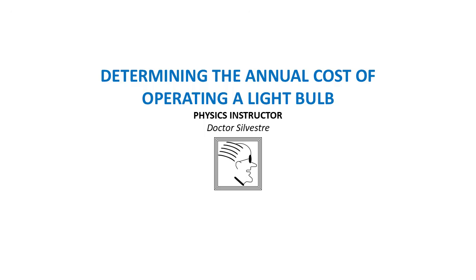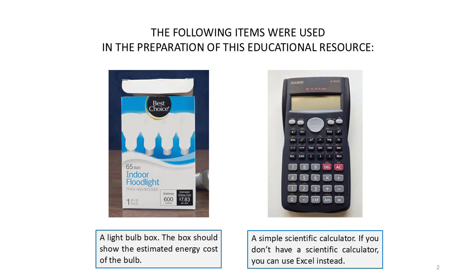Determining the annual cost of operating a light bulb. The following items were used in the preparation of this educational resource. A light bulb box. The box should show the estimated energy cost of the bulb. A simple scientific calculator. If you don't have a scientific calculator, you can use Excel instead.